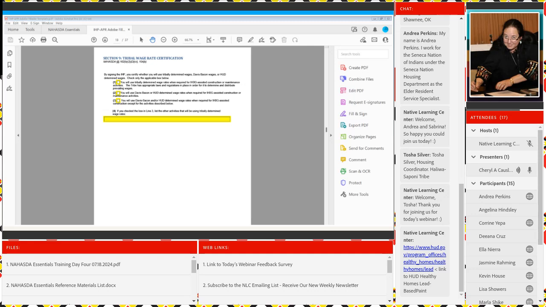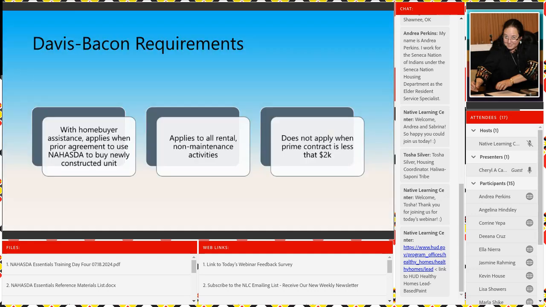So it'll get kicked back if it gets caught. Sometimes it goes through, but unless you've set prevailing wages so you don't have to adhere to Davis-Bacon, don't click one or check one. The Davis-Bacon requirements with homebuyer assistance apply when there's a prior agreement to use NAHASDA funds to buy a newly constructed unit. Okay, Davis-Bacon would kick in if you have that.